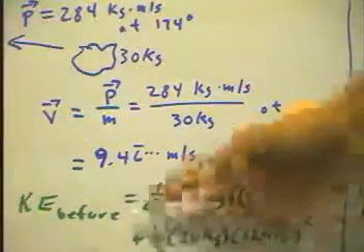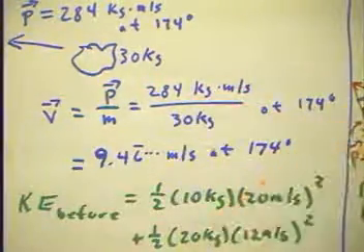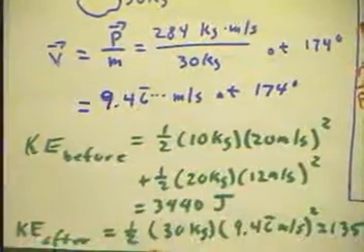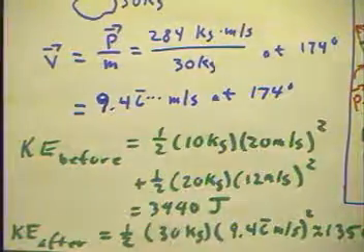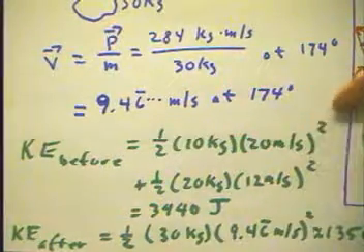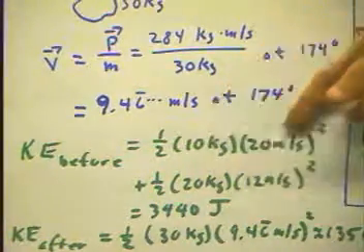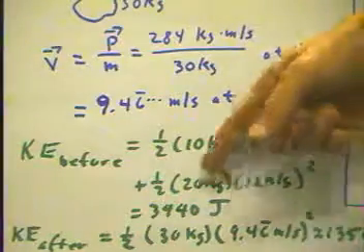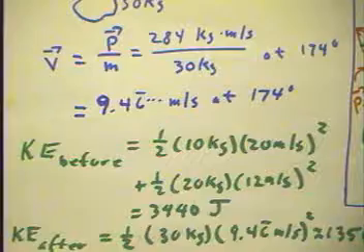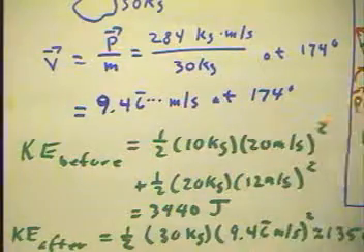Now we also want to compare the kinetic energy before and after collision. The kinetic energy before collision was 1/2 times 10 kilograms times 20 meters per second squared, because this is the mass and the velocity of the first object. And then we do the same thing with the mass and velocity of the second object, and we get 3,440 joules.